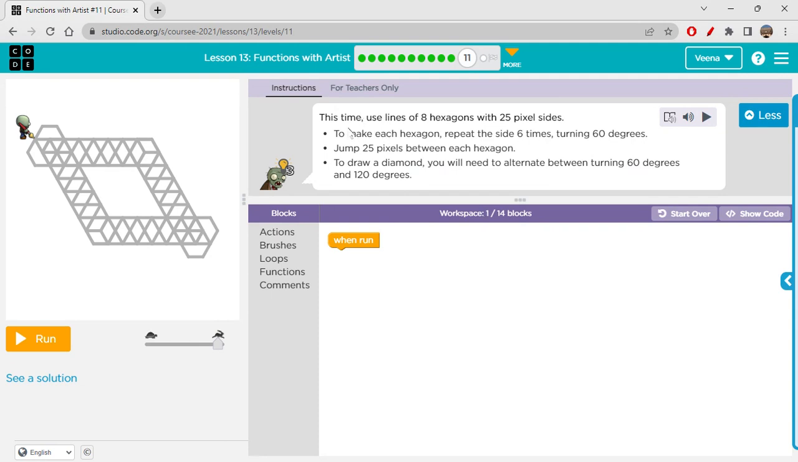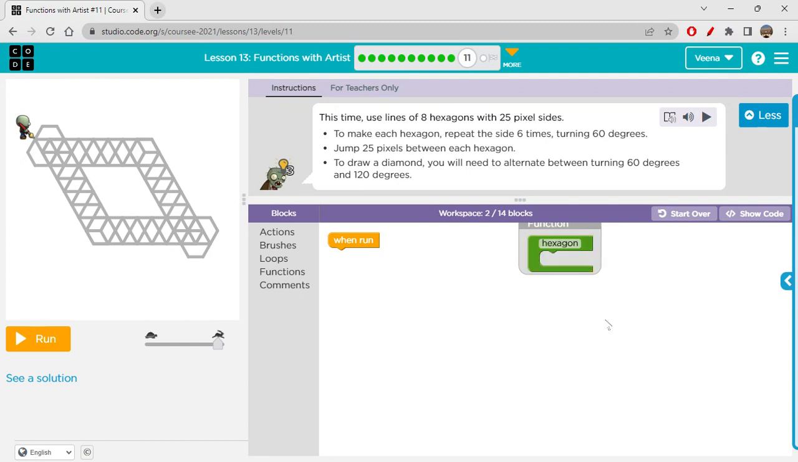Okay, let's see. So this time use lines of 8 hexagons with 25 pixel sides. Okay. Hexagons. To make each hexagon, repeat this side 6 times, turning 60 degrees. Yes, of course. Jump 25 pixels between each hexagon. To draw a diamond, you will need to alternate between 60 and 120. I just got this. Okay. Let's just follow the same pattern which we have followed for the previous thing, right?